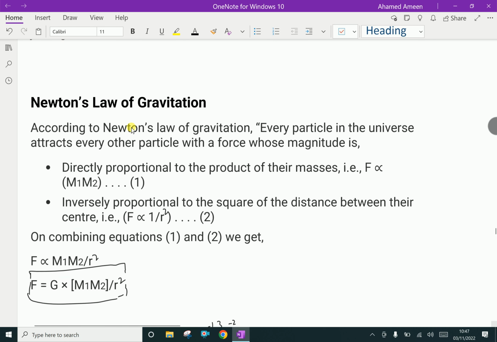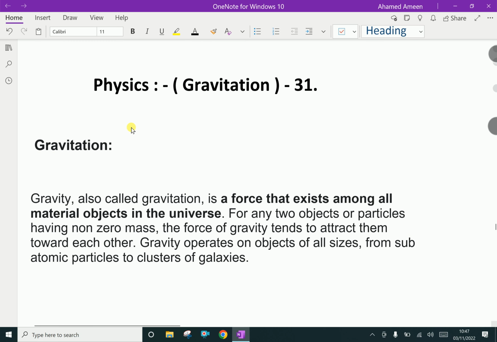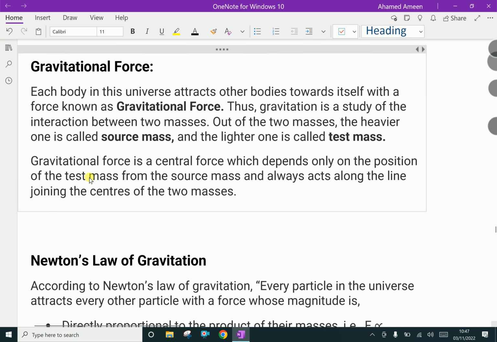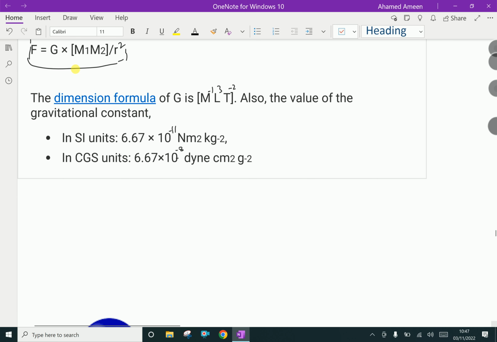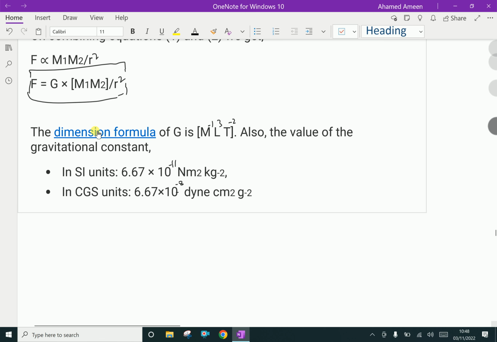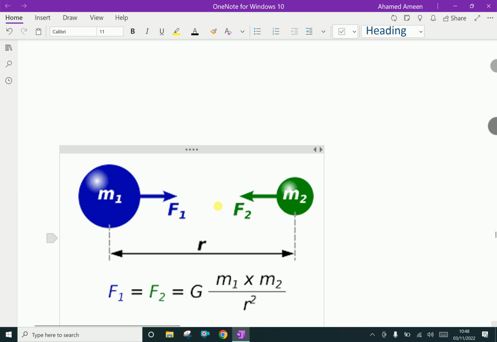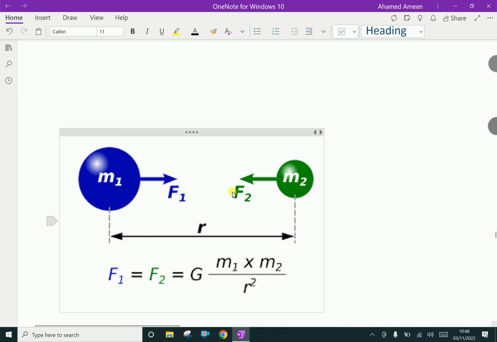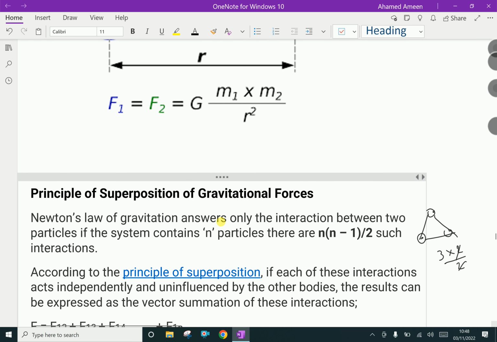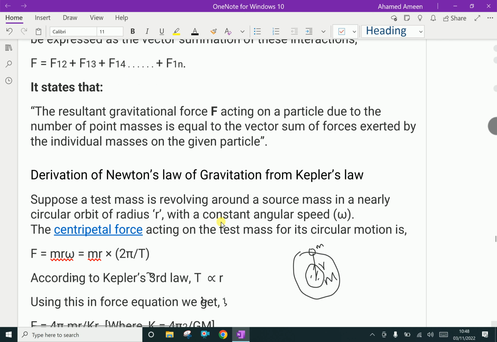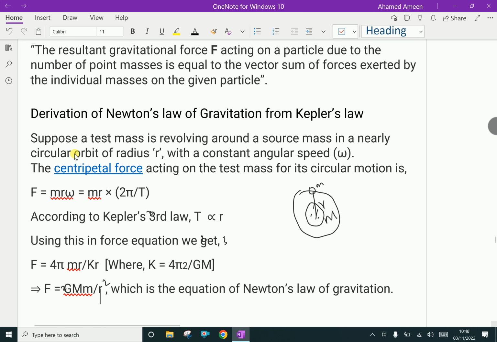So far what we have done is we explained gravitation, gravitational force, Newton's law of gravitation, and the dimensional value of G, that is the universal gravitational constant. And here is a pictorial view, a very nice picture to understand the force of attraction between the two masses. The principle of superposition of gravitational forces, and a simple derivation of Newton's law of gravitation from Kepler's law.